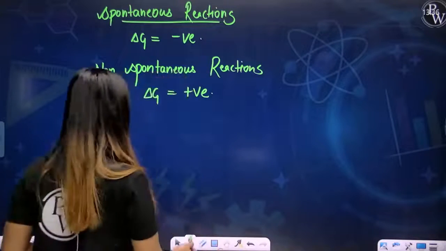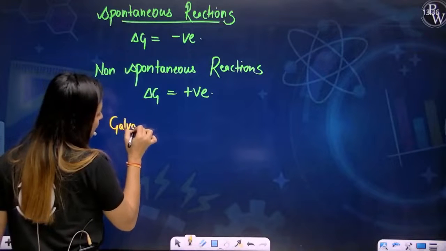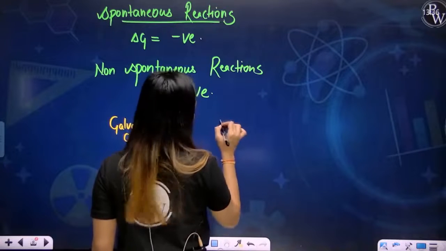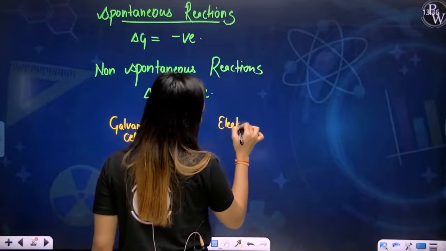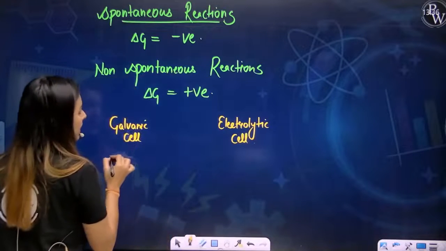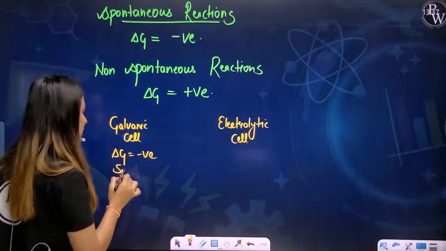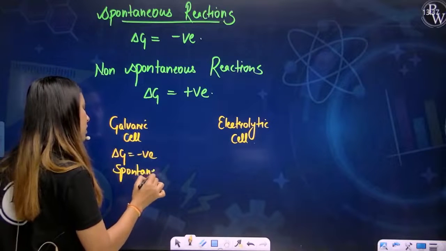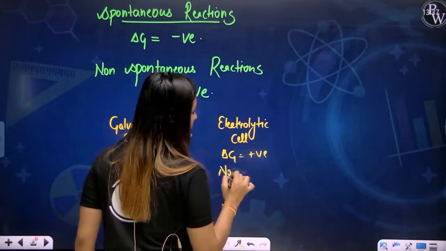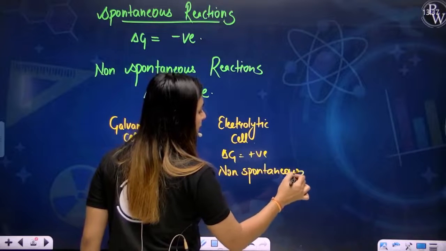Now if I talk about the two types of cells, the first is galvanic and the other is electrolytic. In a galvanic cell, delta G will be negative because the reactions are spontaneous. And in an electrolytic cell, delta G will be positive because the reactions are non-spontaneous.